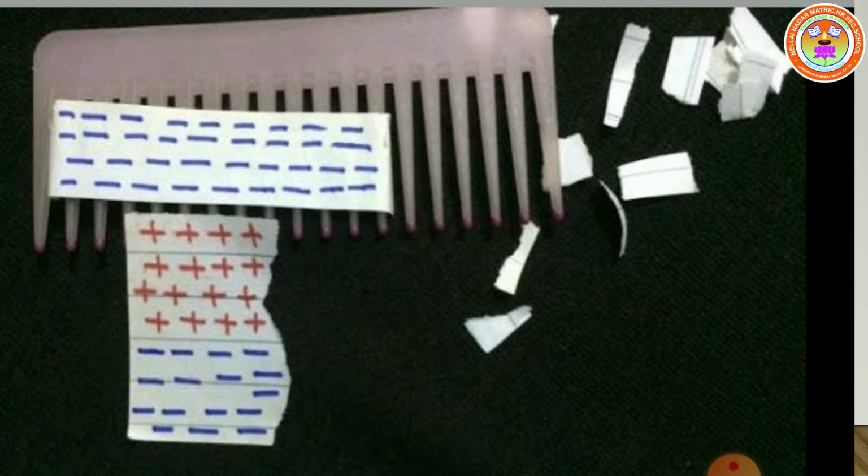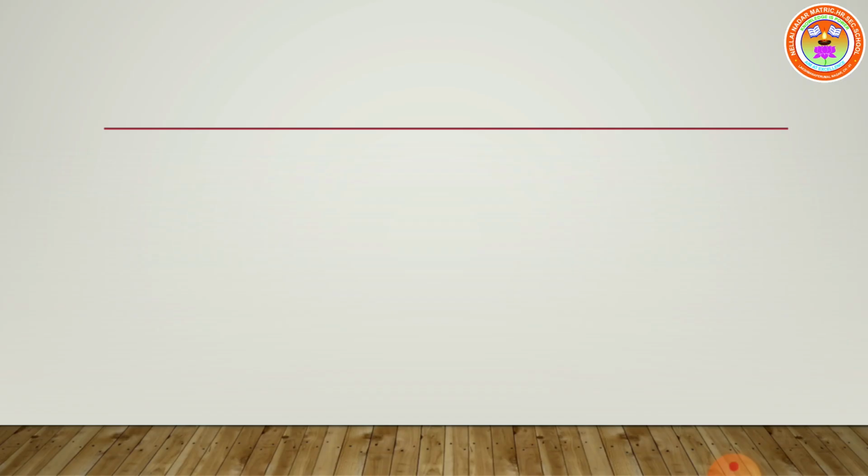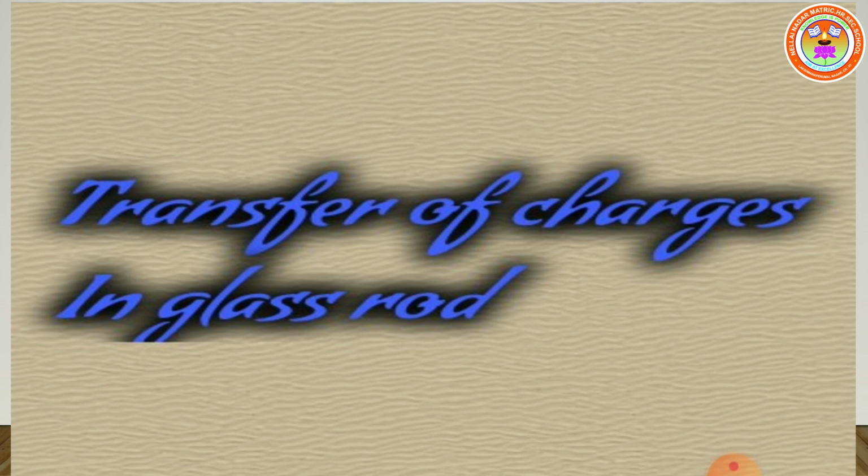Have you seen the picture, children? The comb has negative charges, which are attracted to positive charges. Transfer of charges in a glass rod.